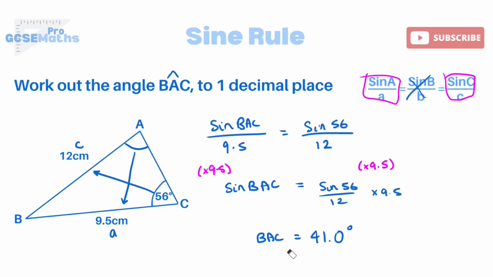So just remember at the end to do sin inverse, or in the case of the cosine rule, cos inverse, whenever you're working out an angle. Otherwise, the method is basically exactly the same.